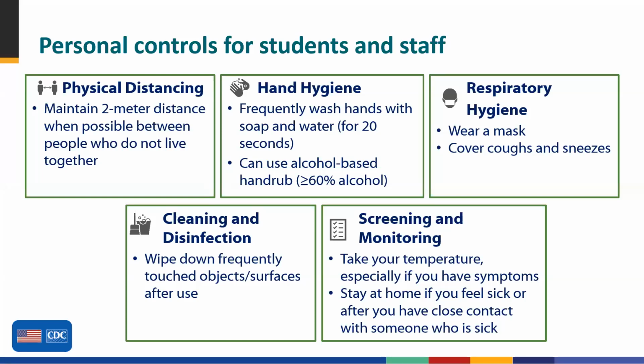For cleaning and disinfection, people can wipe down frequently touched objects and surfaces before or after they use them if disinfecting supplies are available. And for screening and monitoring, students and staff can monitor their own temperature, especially if they have symptoms indicative of COVID. And they should stay home if they feel sick or have been in close contact with someone who is sick. And I should note here that the CDC does not currently recommend universal symptom monitoring for schools in the US due to limited evidence about its efficacy, but the WHO does suggest considering this, and it may be more relevant in areas where there is limited testing capacity. And I know that other countries are requiring this for schools.